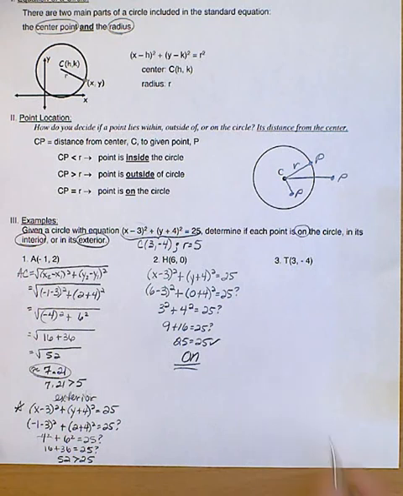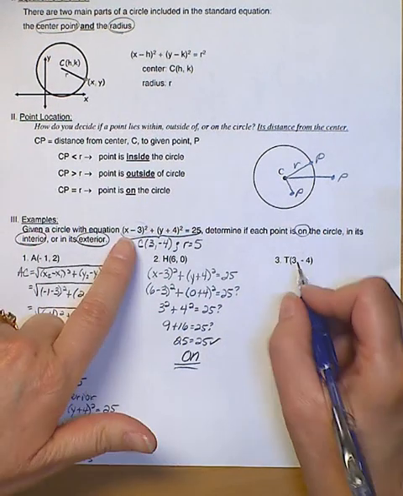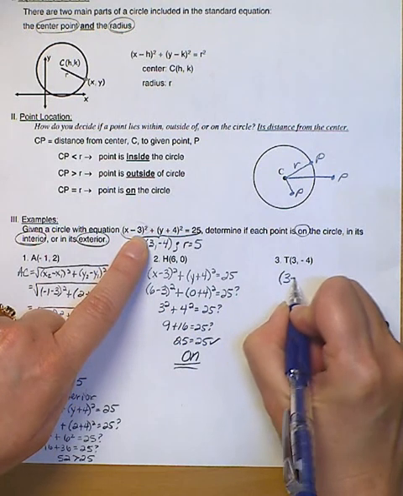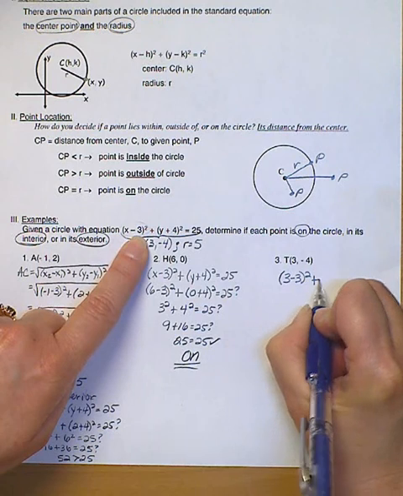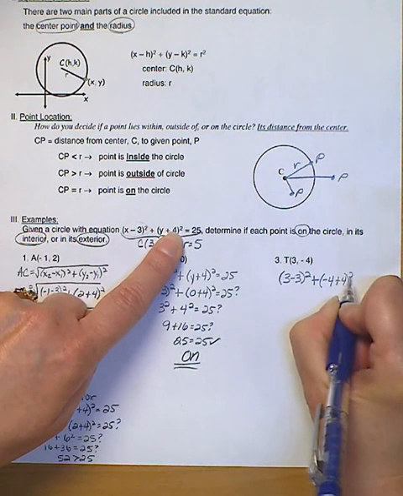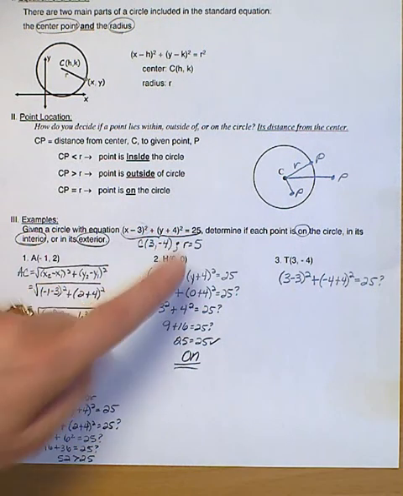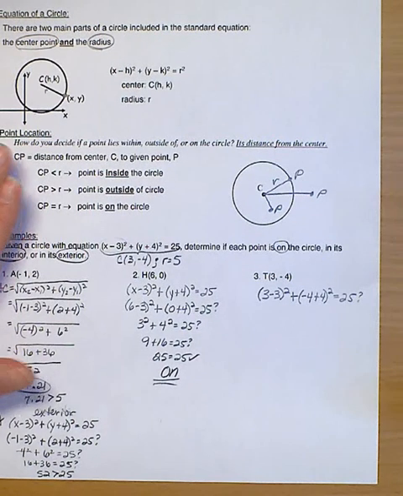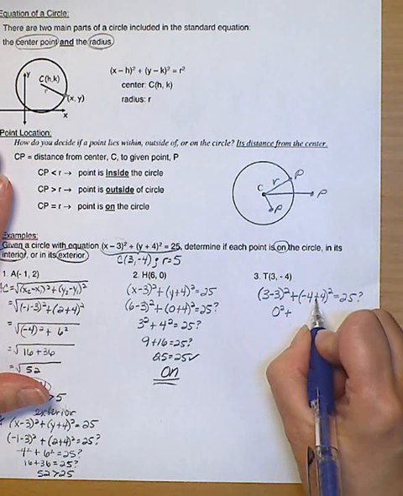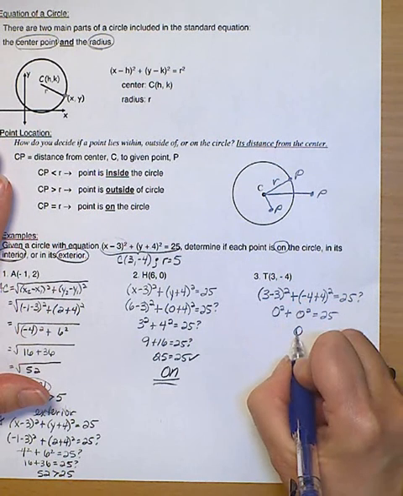Okay, so let's try that one more time. So I'm going to not write down the equation just to save some time here. So x is 3, the equation says minus 3 squared plus y is negative 4 plus 4 squared, that's what the equation says, equals 25. And again, it's a question. Is it working or is it not working? So 3 minus 3 is 0 squared plus negative 4 plus 4 is 0 squared equals 25. Well, that's a whole bunch of 0. 0 is less than 25.